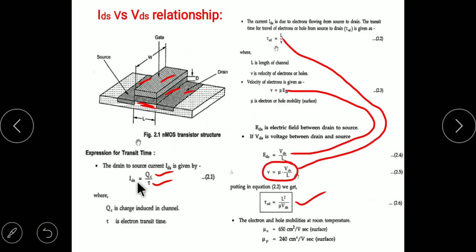As we know, the definition of drain current: IDS is equal to QC by tau, where QC is the charge induced in the channel and tau is the transit time. Now the change in current, delta IDS, is equal to delta QC divided by tau. Tau is a time that is constant, so there is no change. So delta IDS is proportional to delta QC.